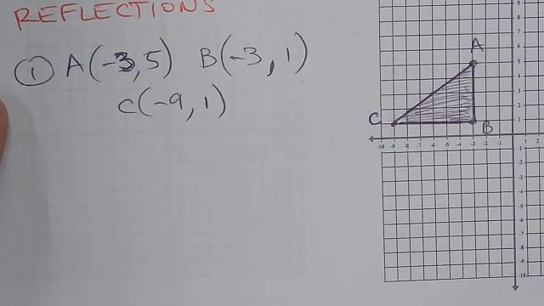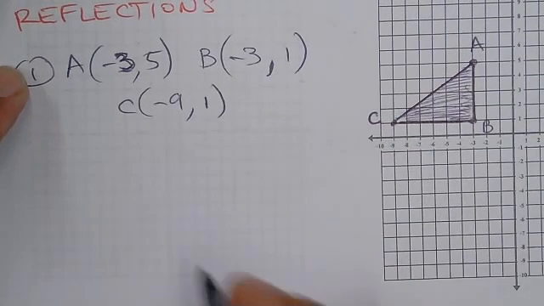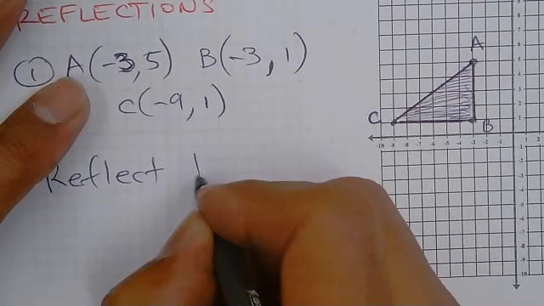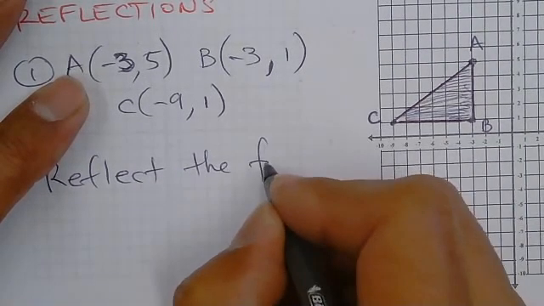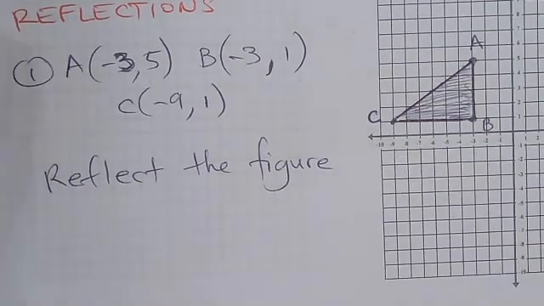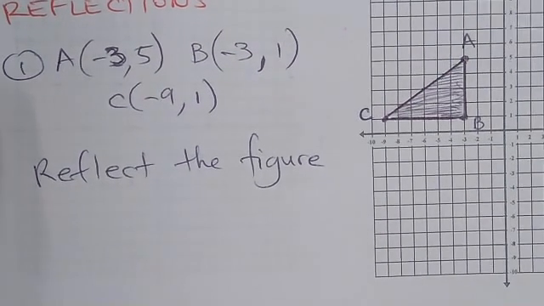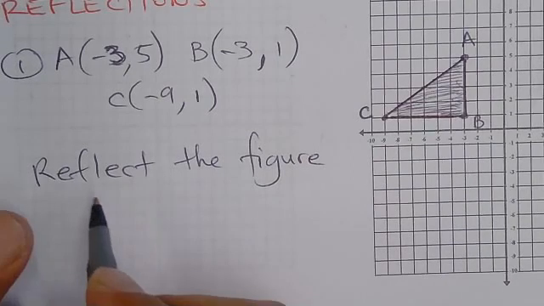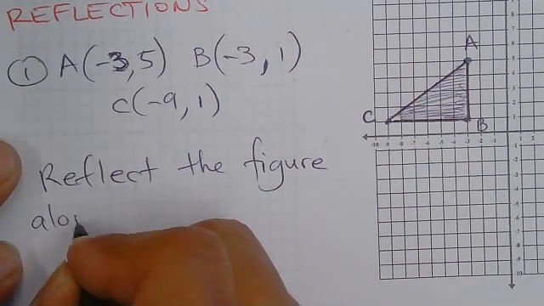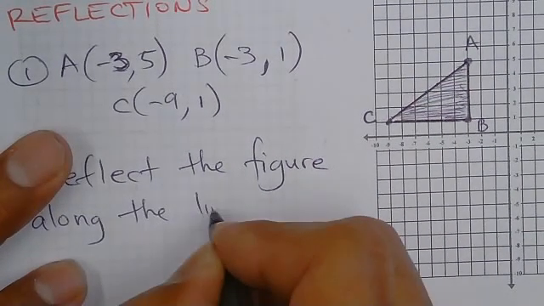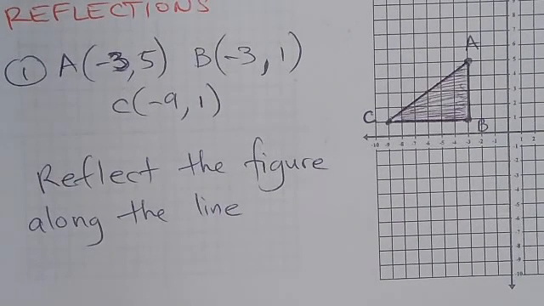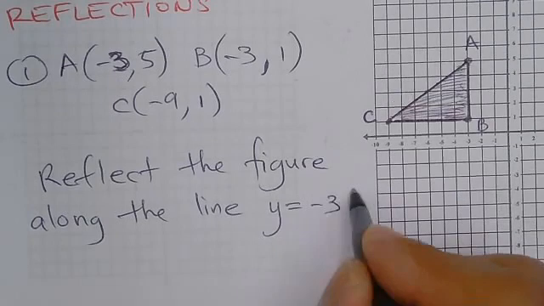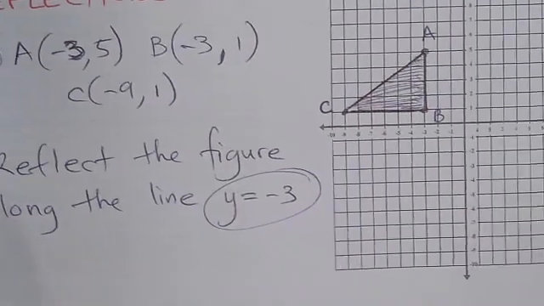Okay. All right, here's the task. Here's the new material. Here's what it's going to say. Reflect, right? Reflect is reflections. Reflect the figure. Go ahead and copy this in. Reflect the figure, but they have to give you a line where you've got to reflect it over. Reflect the figure along the line, and I'm going to go with y is equal to -3.